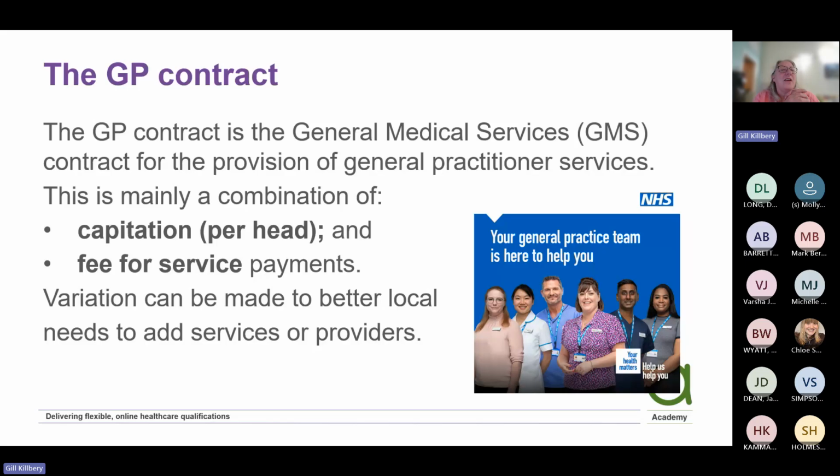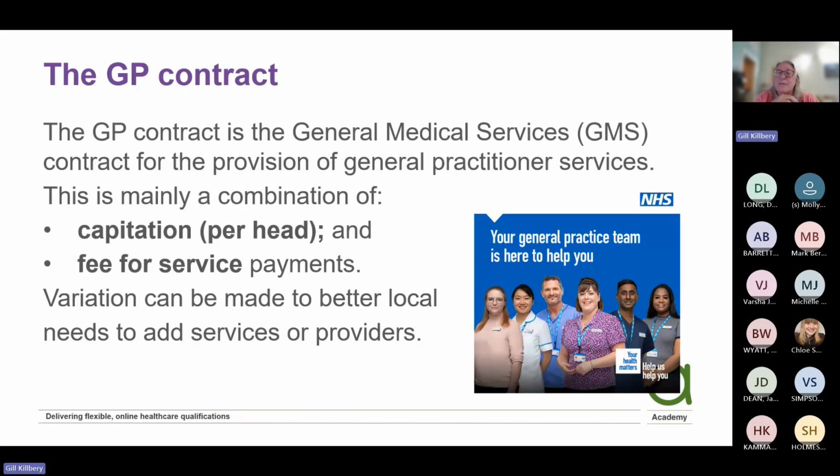Okay. So GP contract. It's specific GP contract documentation that's going to be used for GPs, for general medical services, GMS. As we've said, GPs are usually independent organisations. There are some that have been vertically integrated, but vast majority are some form of independent organisation. The GP is not employed by the NHS.